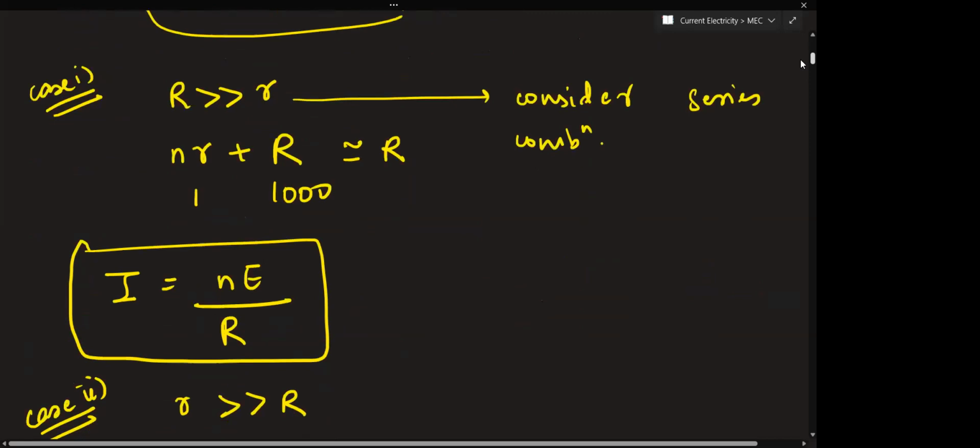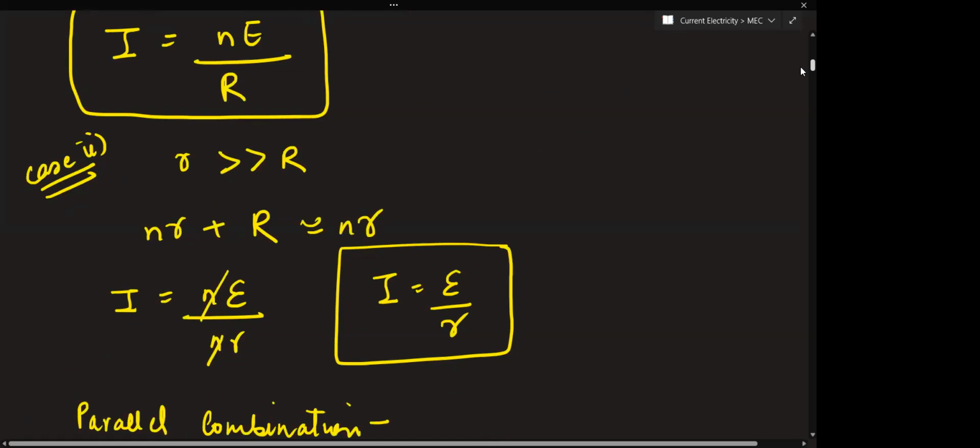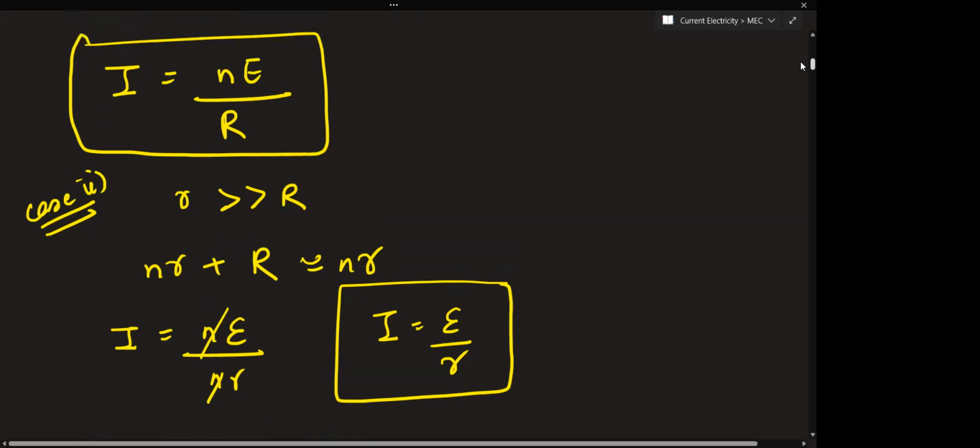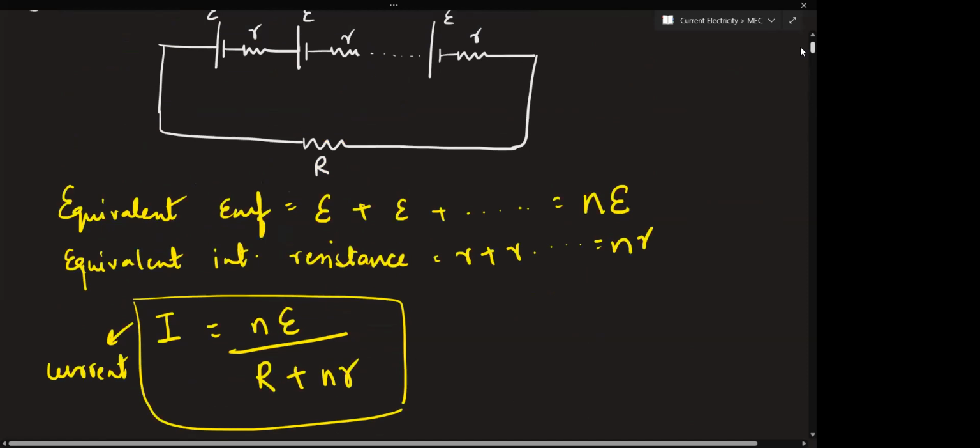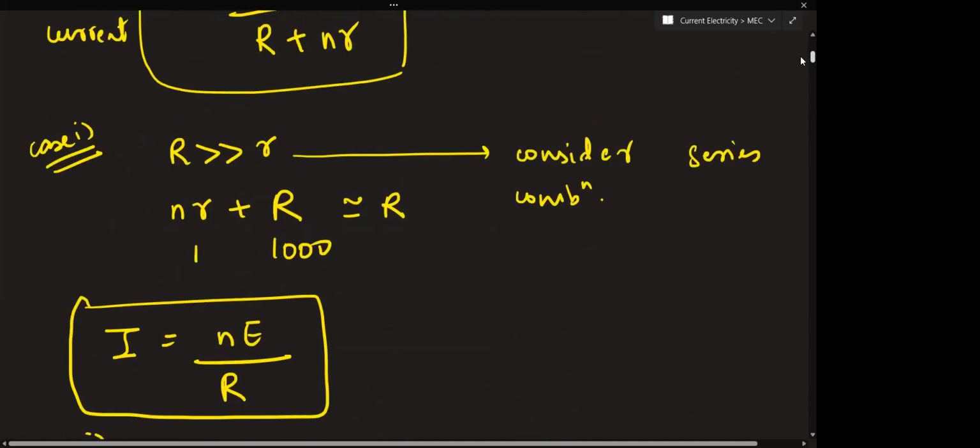There we had seen two cases. If external resistor is greater than internal resistance, then your current becomes Ne divided by R. Secondly, if your internal resistance becomes greater than your external resistance, then nr plus R becomes approximately equal to nr, and your current is E by r. This is the case for series, and in case of series, you prefer where your external resistor is greater.